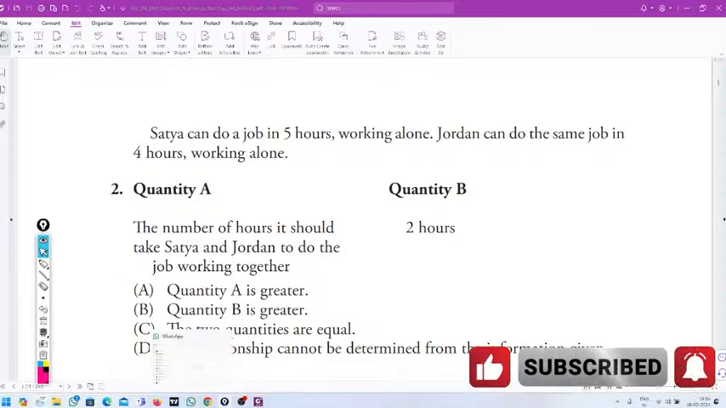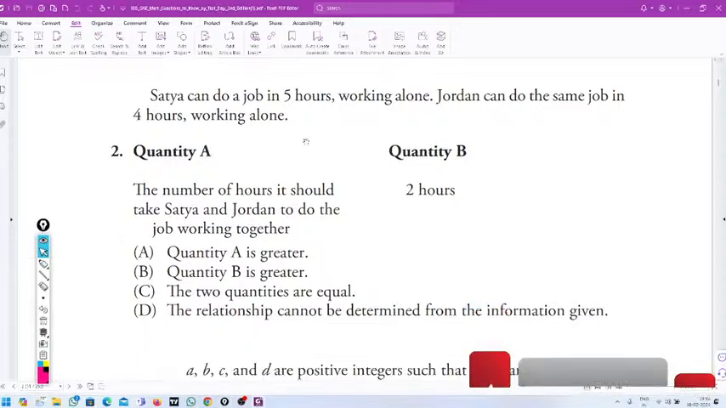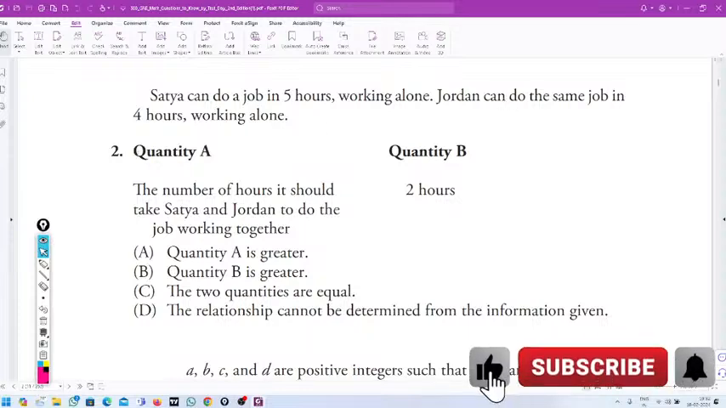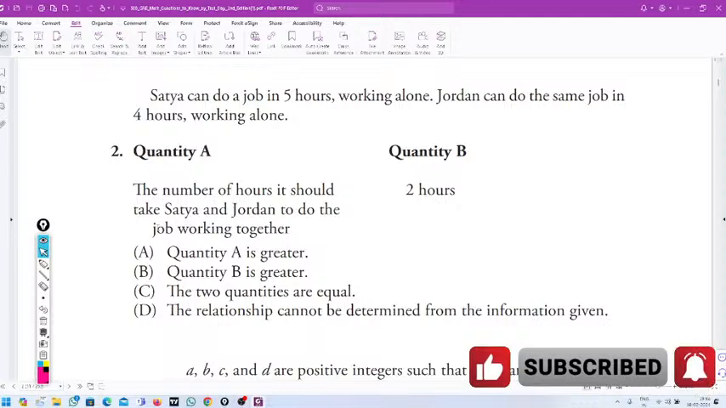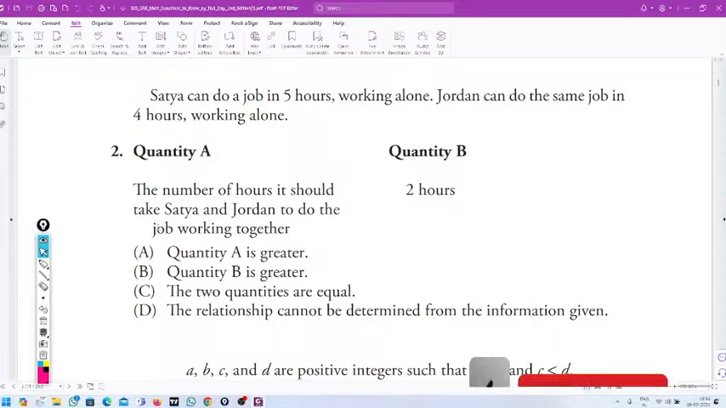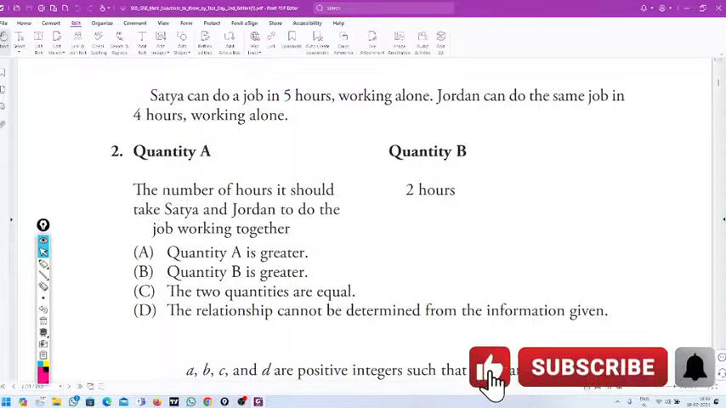So look at the logic. One person is solving in 5 hours and the other person is solving in 4 hours. Quantity A is asking, both of them together will take how much time? Quantity B is directly given as 2 hours. So guys, here's the simple logic.